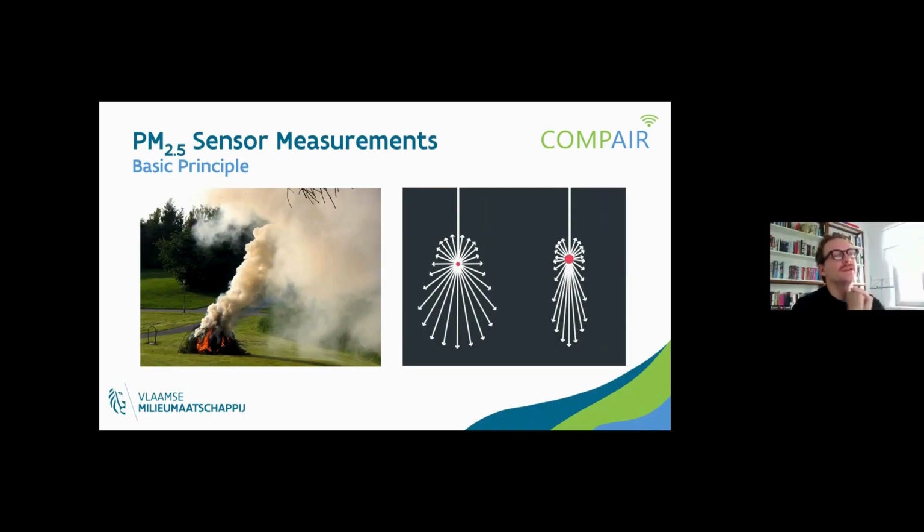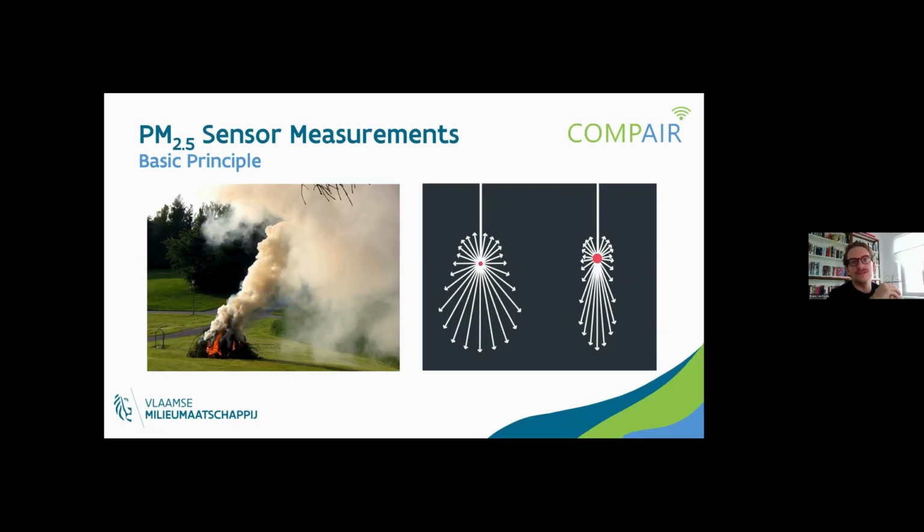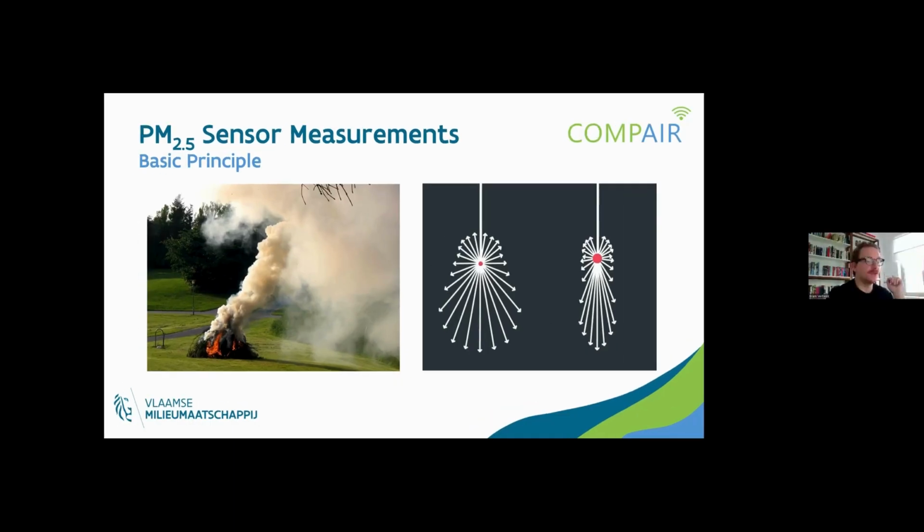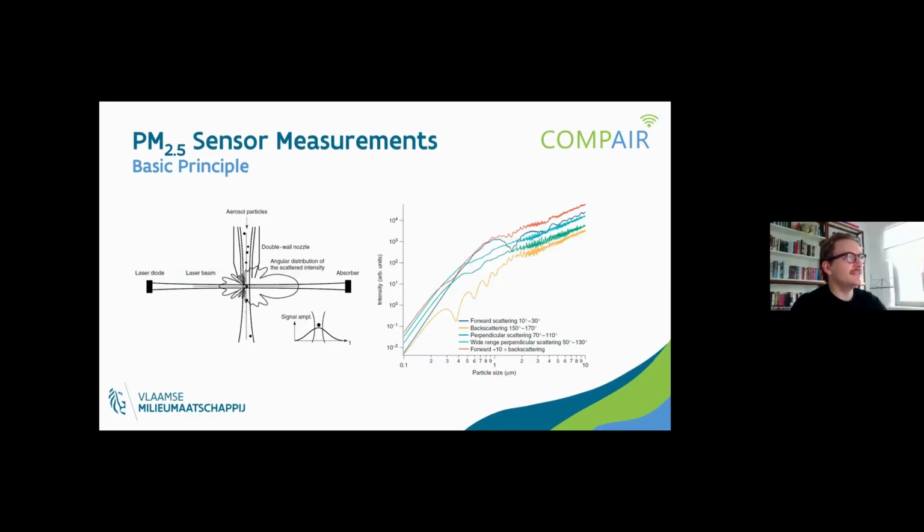So in this right graph, you can see that essentially this scattering also depends on the particle size. The bigger the particle is, the different angular distribution will be of the scattering of the light. And that's important because that's the basic physical principle that these sensors use. So the idea is, well, you take some airflow, take it in some stream of air, and then you put a laser beam perpendicular to this stream, put some light absorber at the end, and then you put a sensor in the middle. And essentially, this sensor is going to see what is the scattered intensity of the light beam, of the laser beam.